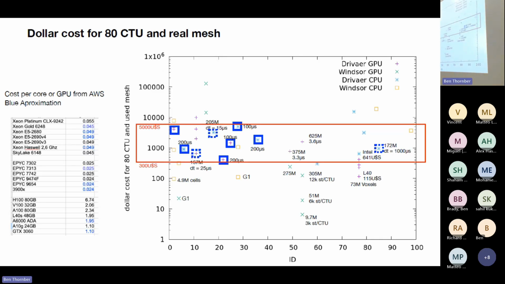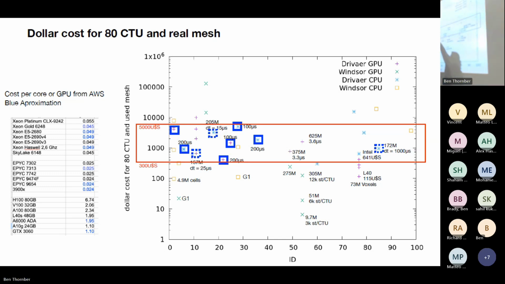And finally, we can go to the results in the real mesh and try to put some information to make this comparable. So this is the dollar cost for 80 convective time units on the real mesh. So we have some values here that are really very cheap, but well, they are coarse meshes. It's difficult to compare with the other results.